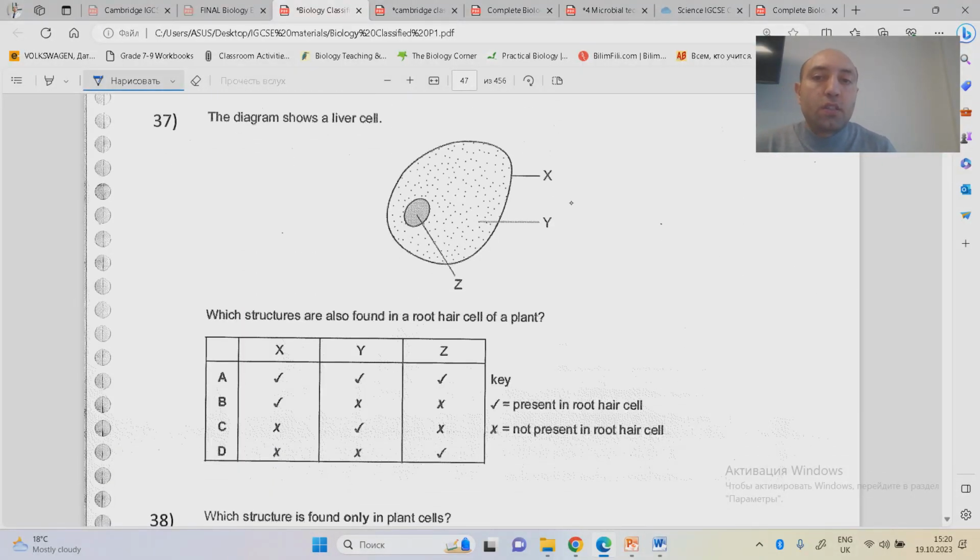Which structures are also found in a root hair cell? A root hair cell also contains a nucleus. A root hair cell also contains cytoplasm. A root hair cell also contains a membrane. So the answer is that all of them are also present in a root hair cell.